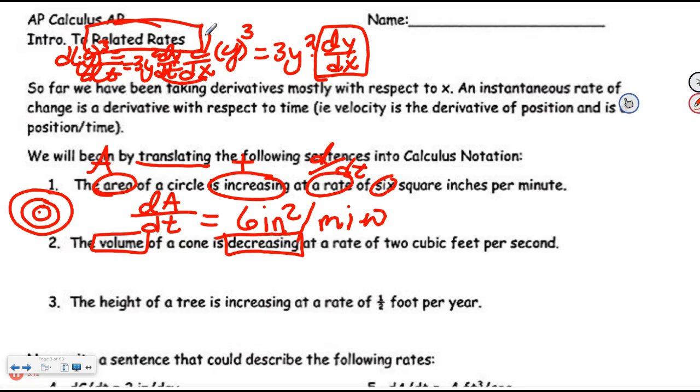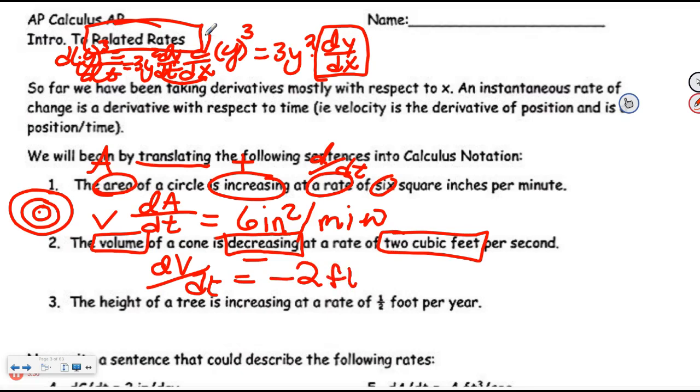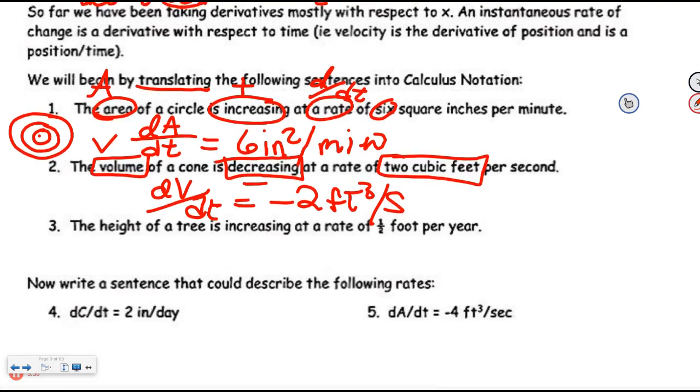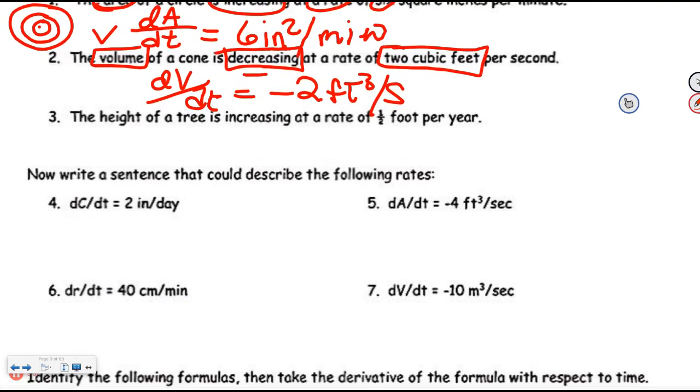So I'll call my volume V. It's decreasing. That gives me the sign of my rate of change, and then it tells me how much. So if I translated this into calculus, I'd say the rate that the volume is changing with respect to time will be equal to a negative due to the word decreasing, and then I'd say 2 cubic feet per second. Labels are really important in the word problems that we're going to be doing, so make sure labels get on all of them.